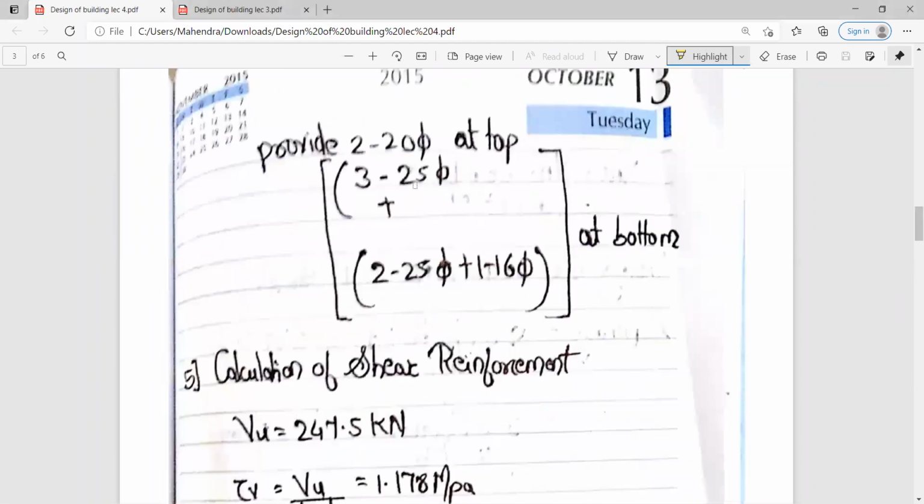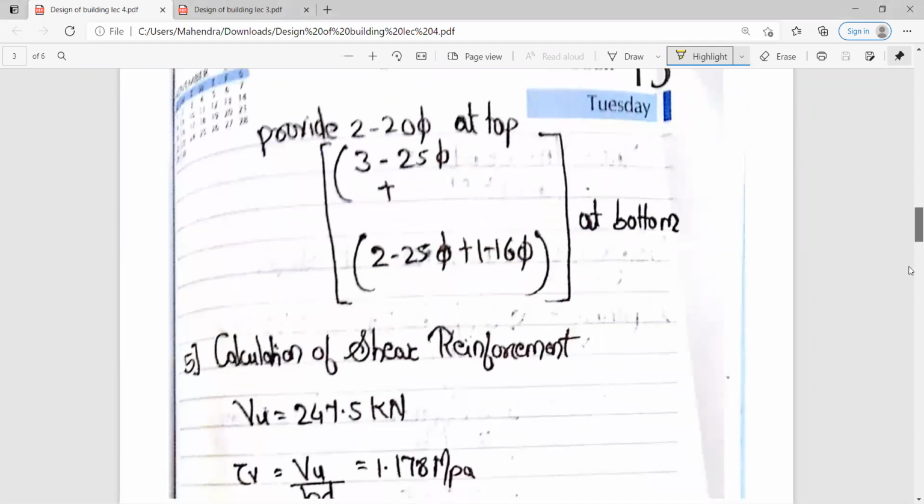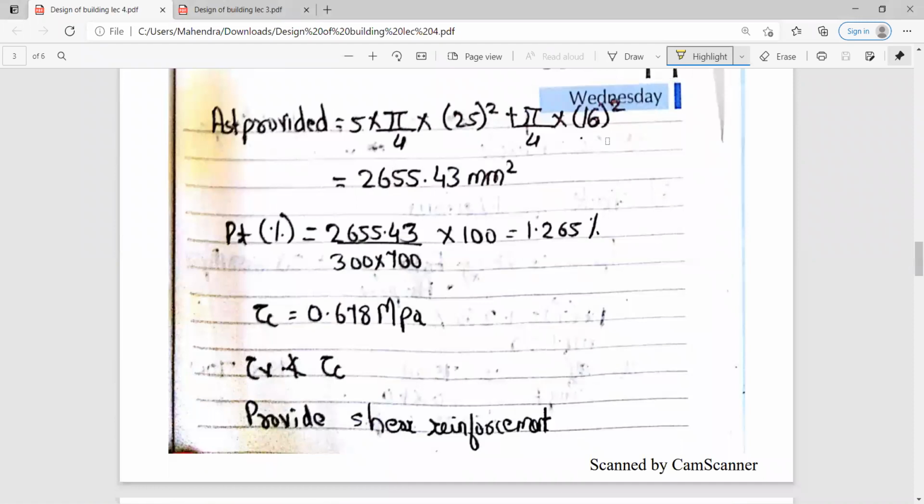ये देखो यहाँ पे आपने बॉटम में पहले 3 बार प्रोवाइड किए 25 mm के और उसके बाद 2 प्रोवाइड किए, so total 3 + 2 is 5. So that's why we are multiplying by 5. Okay, ma'am.